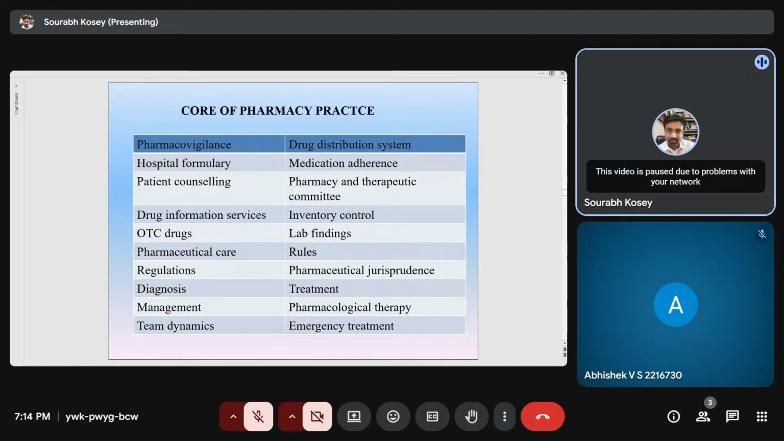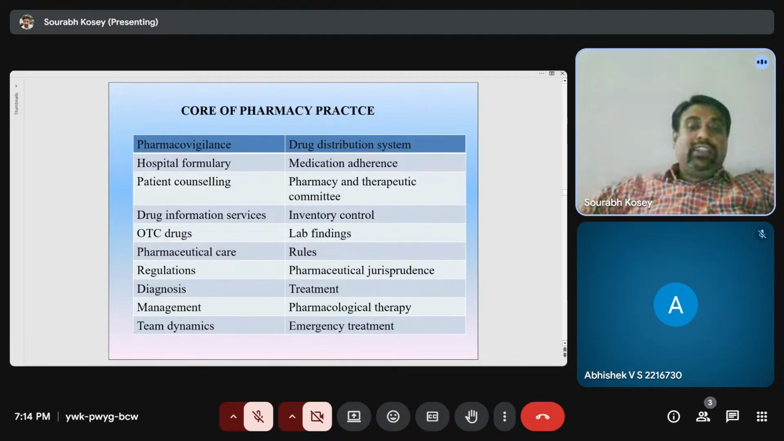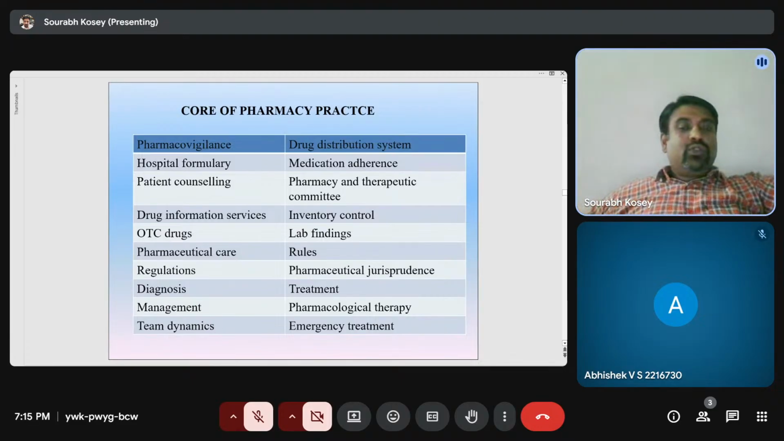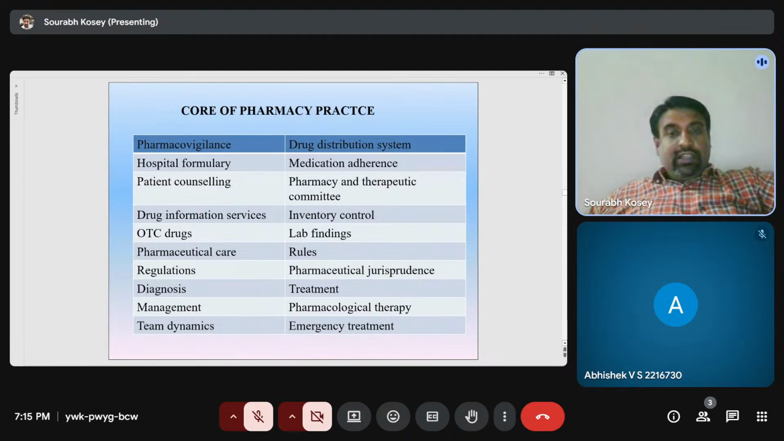A person may have a chance of relapse of any disease condition, like malaria. Then you go to the next portion, which is inventory control. In the inventory control portion, you need to understand the requirement of the molecules and what the laboratory findings are telling us.